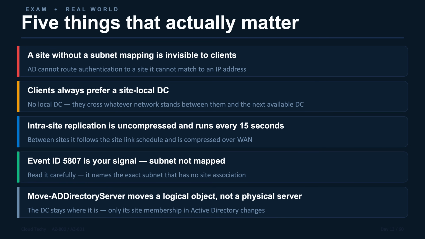Fourth is know event 5807. It tells you exactly which subnet is the problem. If you see it, you know what to fix. Fifth is Move-ADDirectoryServer as a logical operation. The physical server does not change location. You are changing its Active Directory membership.